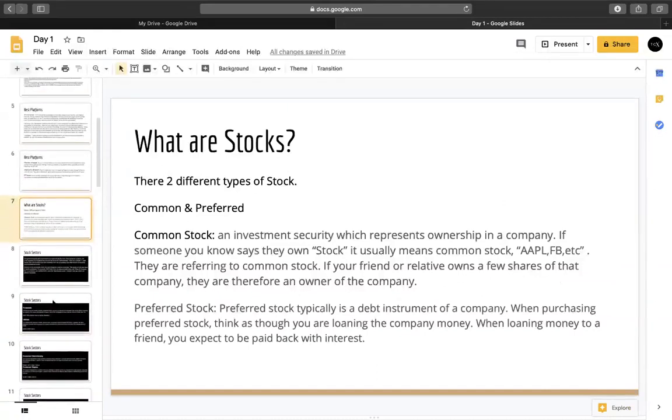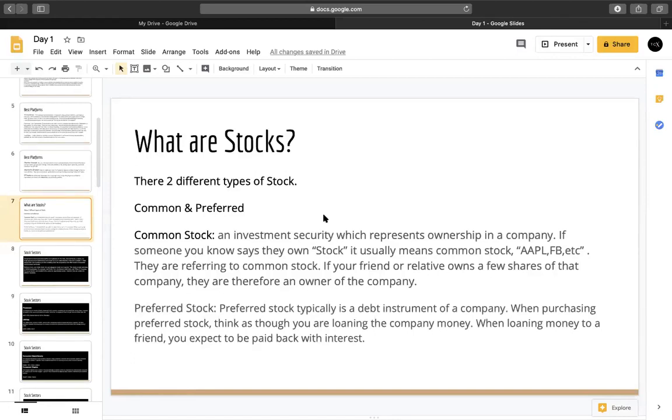What are stocks? There are two different types of stock: common stock and preferred stock. Common stock is an investment security which represents ownership in a company. So I'm going to back up. When you buy stock, you can't physically go in and buy it. It's not a brick and mortar thing. It's all online. If someone says they own stock, it usually means common stock. Apple, Facebook, etc. They're referring to common stock.